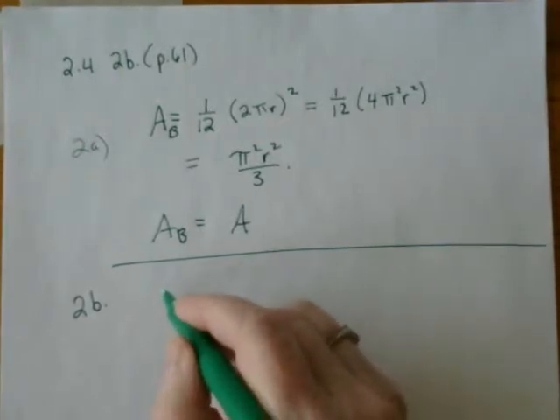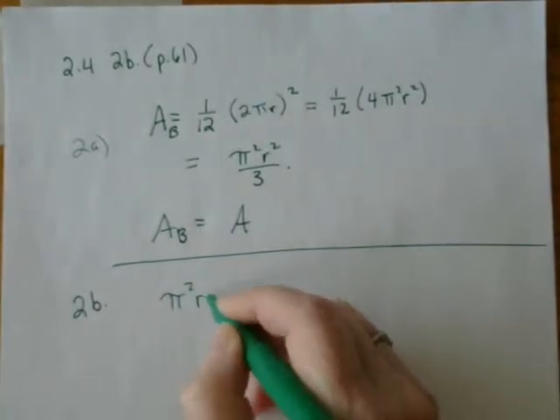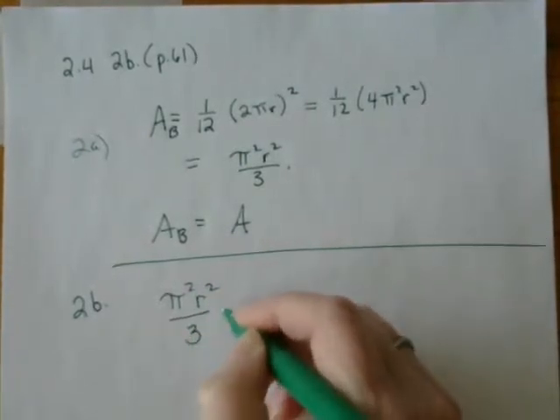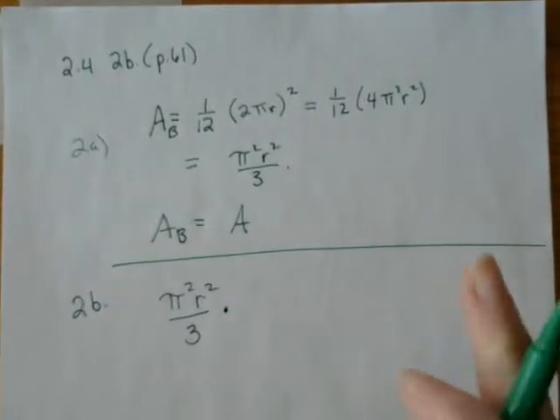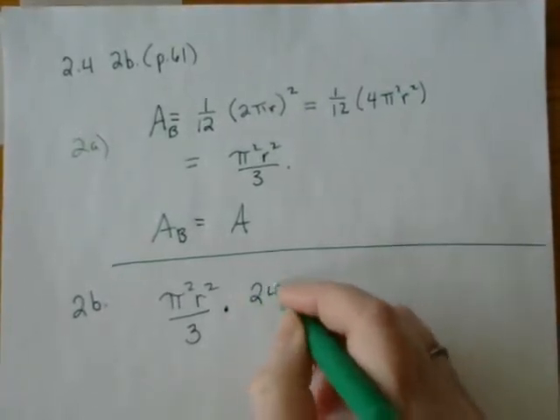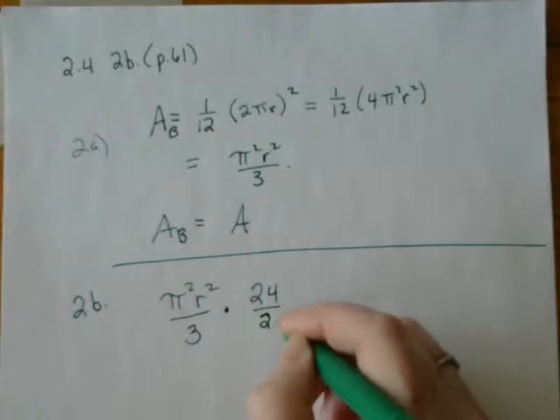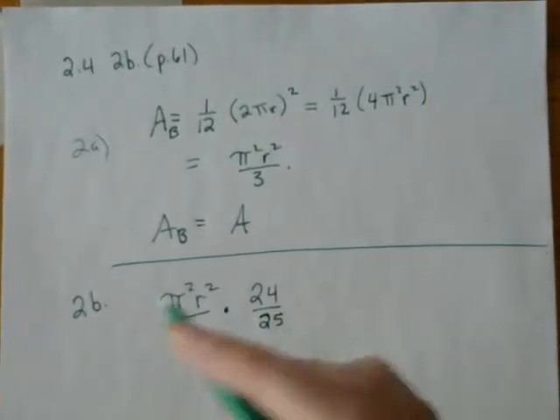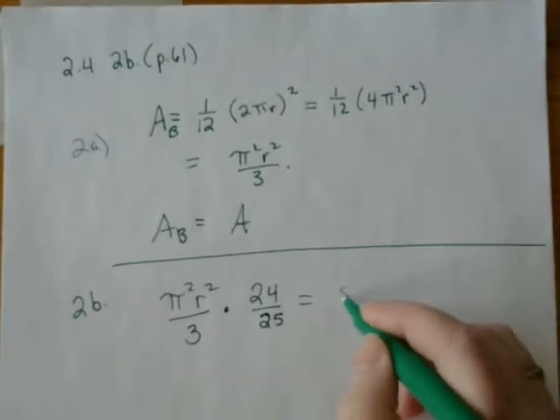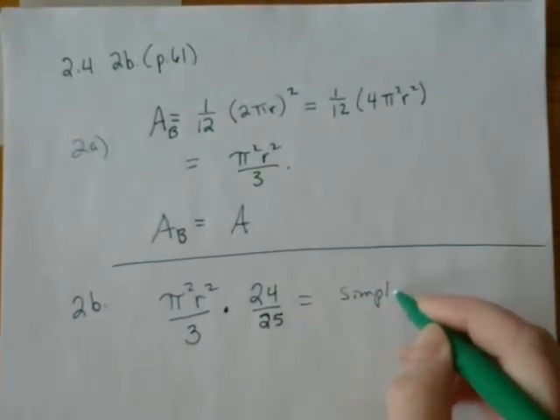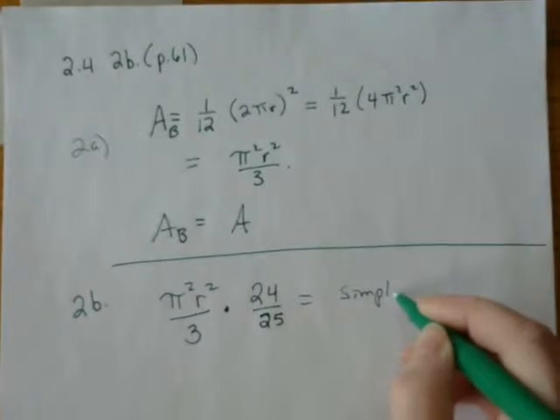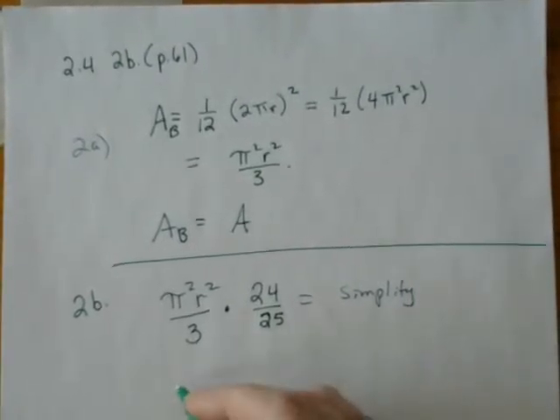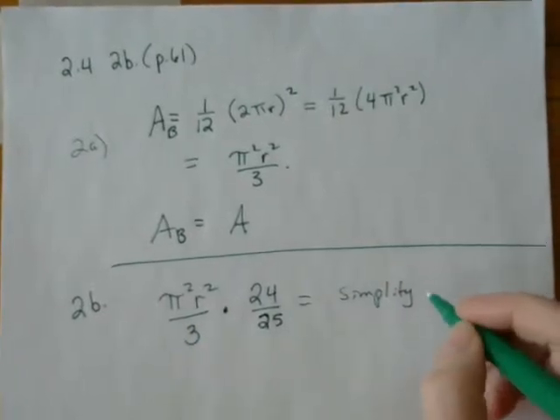Okay, so that's 2a. For 2b then, what you're going to do is take the same formula. So we're going to take the Babylonian formula, that is, the pi squared r squared over 3, and we want to multiply that times the adjusted value that they would use, the adjustment value, the 24/25. And so work that out and simplify it. So here's your little hint here. You're going to simplify that.